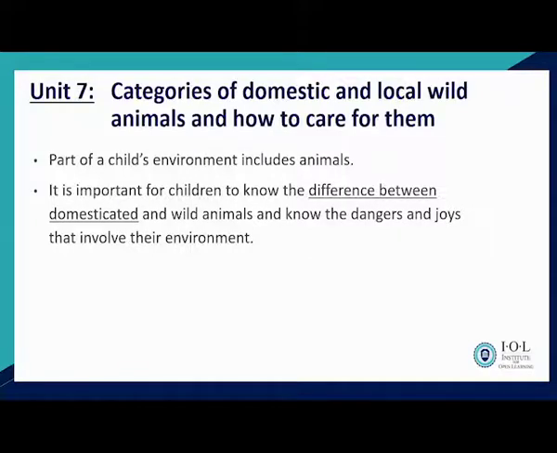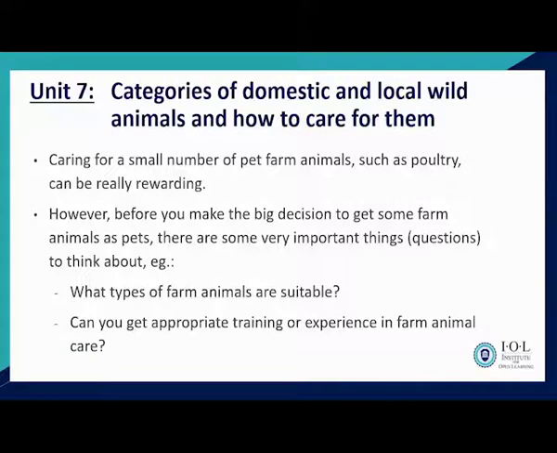Unit 7: Categories of domestic and local wild animals and how to care for them. Part of a child's environment includes animals. It is important for children to know the difference between domesticated and wild animals and know the dangers and joys that involve their environment. Caring for a small number of pet farm animals, such as poultry, can be really rewarding. However, before you make the big decision to get some farm animals as pets, there are some very important things or questions to think about.